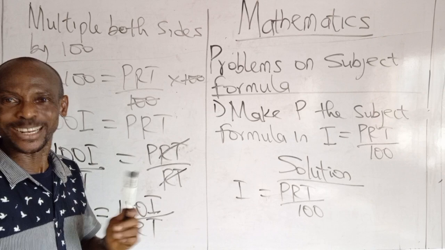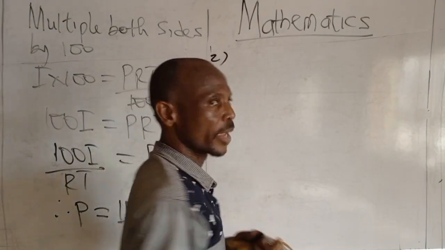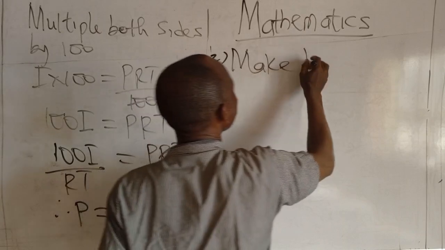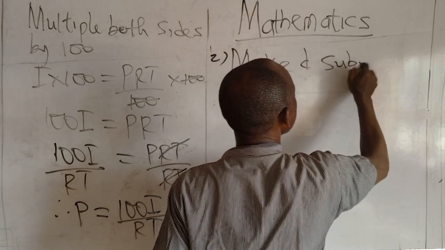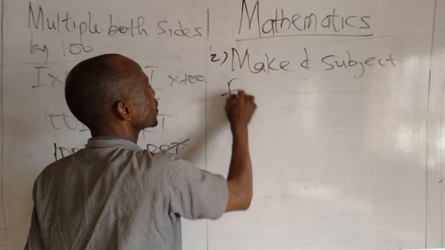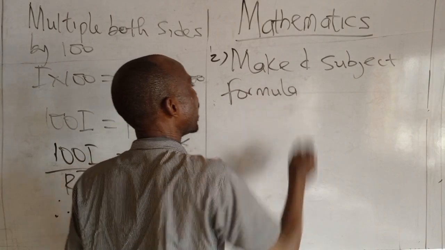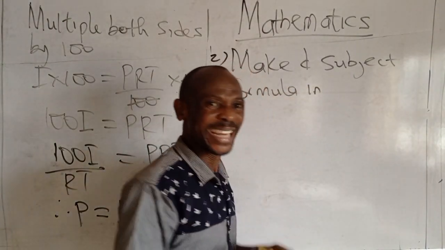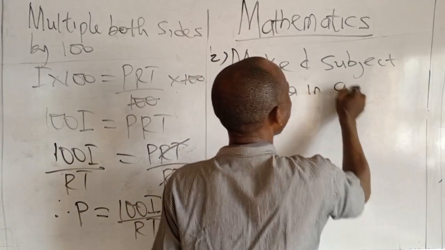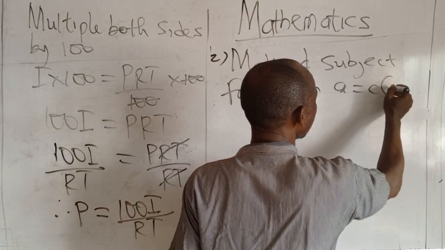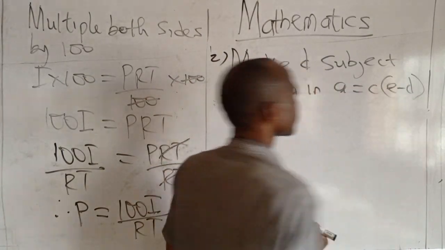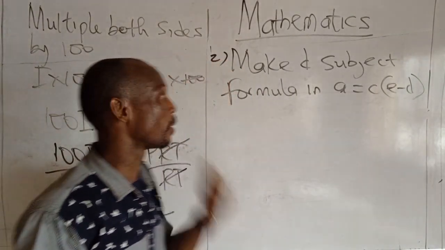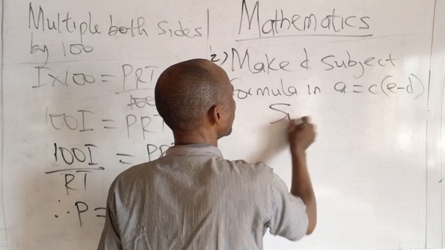We are going to look at another question. If, for instance, we are asked to make D the subject formula in an equation like this, let's say A is equal to C, open bracket, E minus D. Let's say you are asked to make D the subject formula. What do we do? Solution.